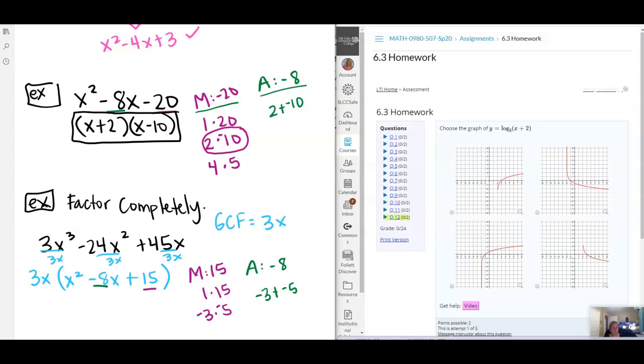Right, so that means part of my answer, that 3x still has to stay out there as part of my answer. Don't just get rid of it, right? But then the other part's going to be these two sets of parentheses, right? So then that means that I'm going to have what times what is x squared? That's x times x. And then what times what is 15 that adds to be negative 8? We said that was negative 3, so minus 3, and negative 5. And so then all of this is my answer.